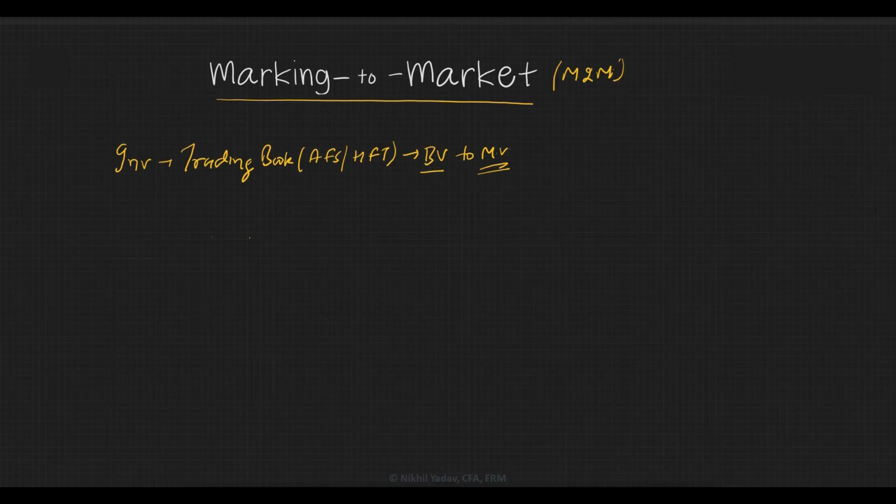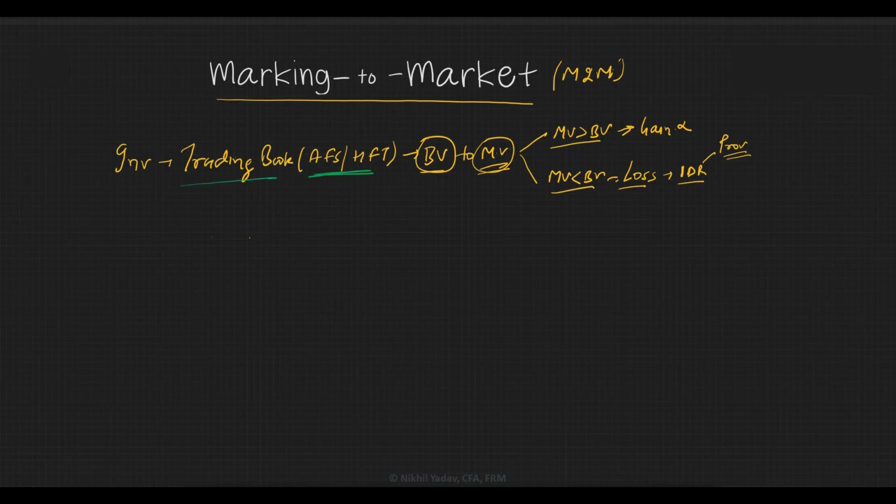So there are two possibilities when we compare the book value to the market value. It could be that the market value is higher than the book value, so essentially there is a gain. We ignore this gain. But in case the market value is less than the book value, this means there is a loss. For this loss, we make a provision which is known as IDR, Interest Depreciation Reserve. Although the name suggests it's a reserve, it's actually a provision. You would have noticed that we are doing this for the trading book only, which is AFS HFT.